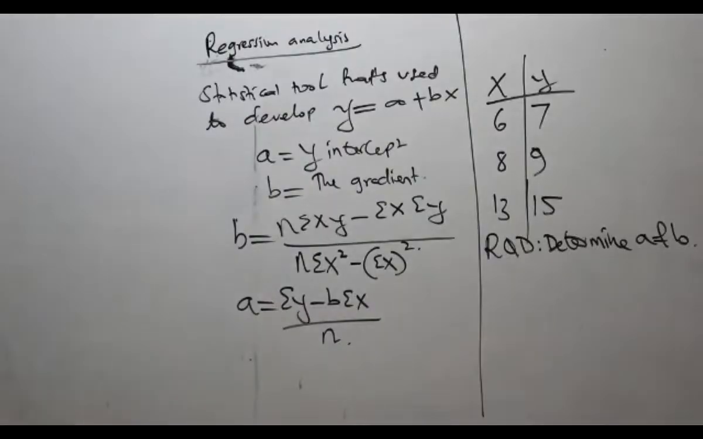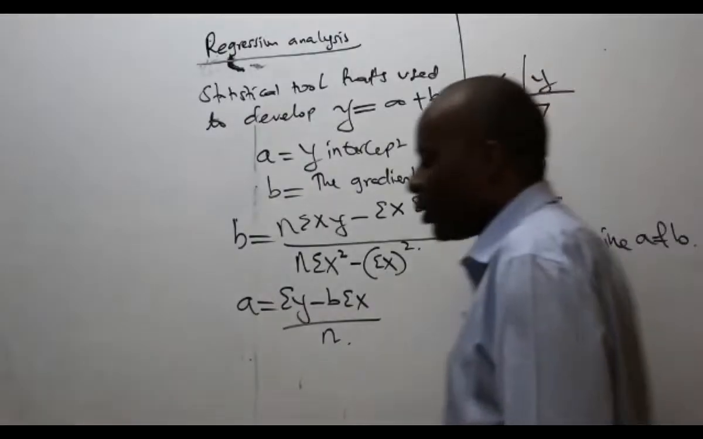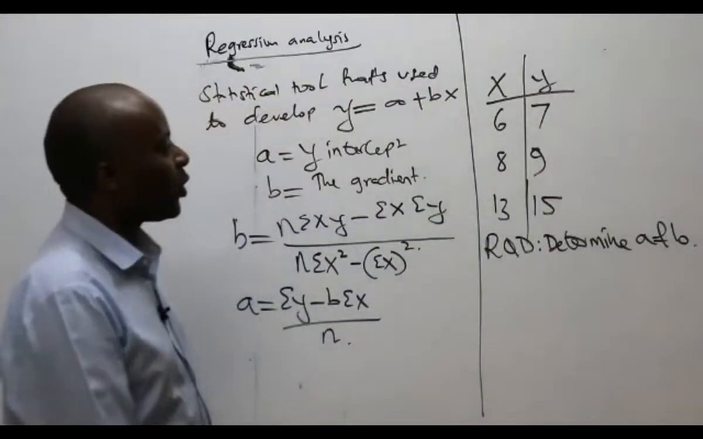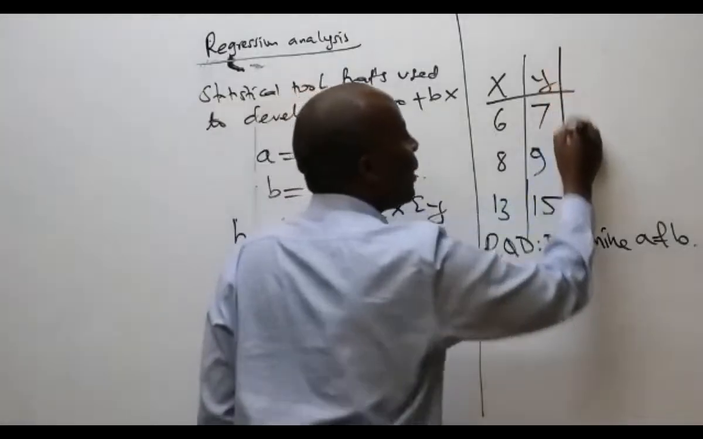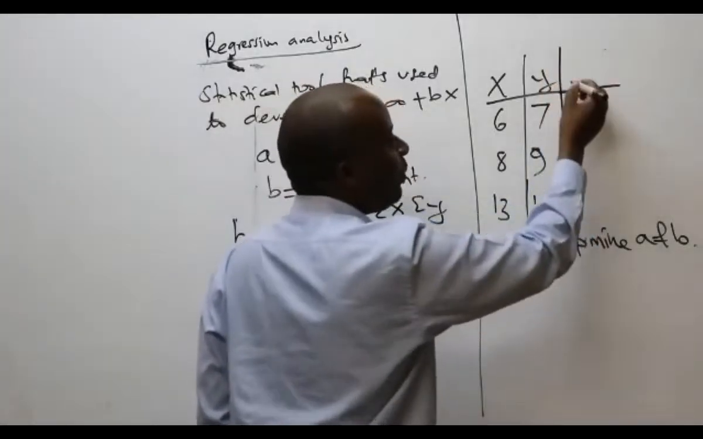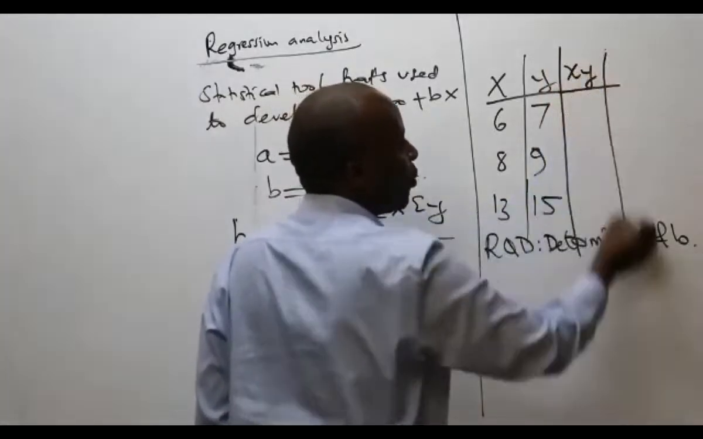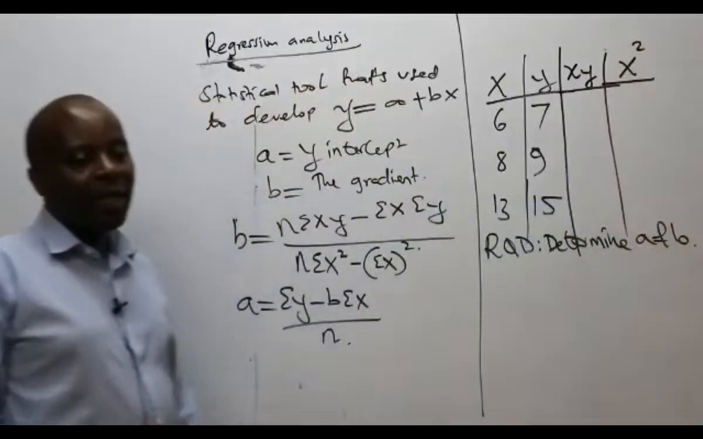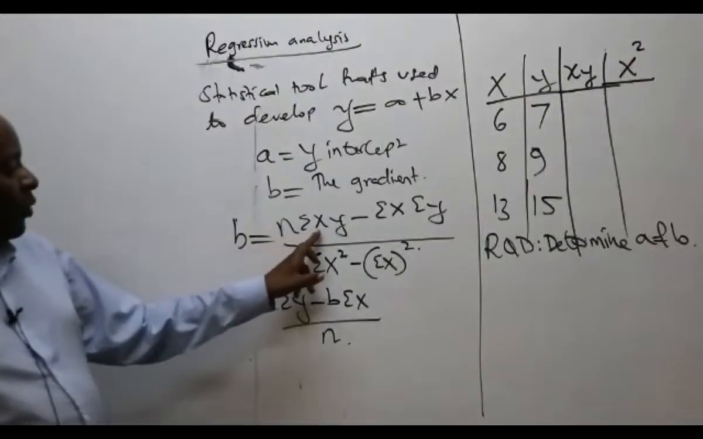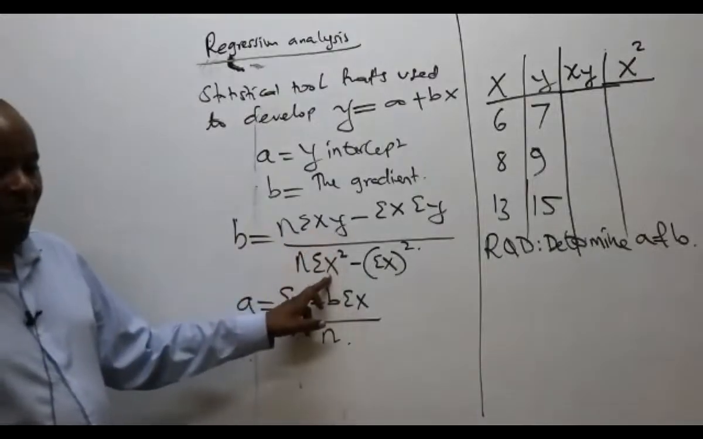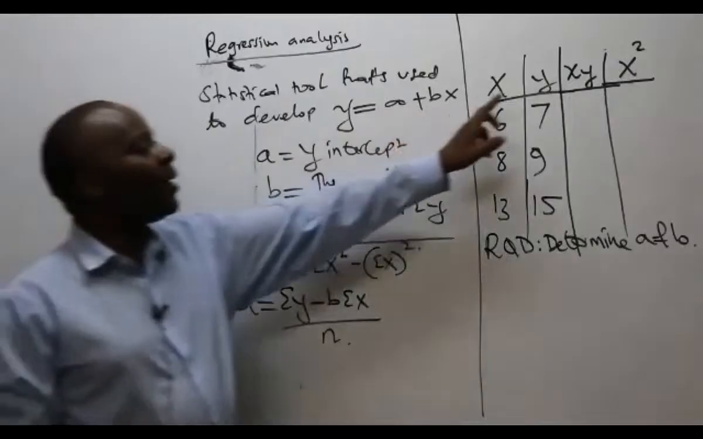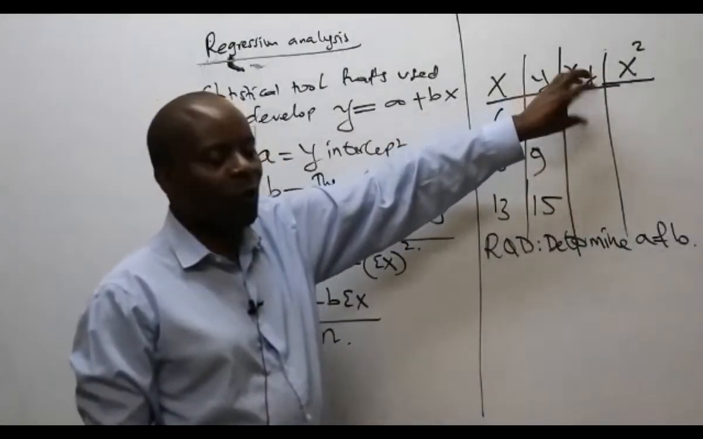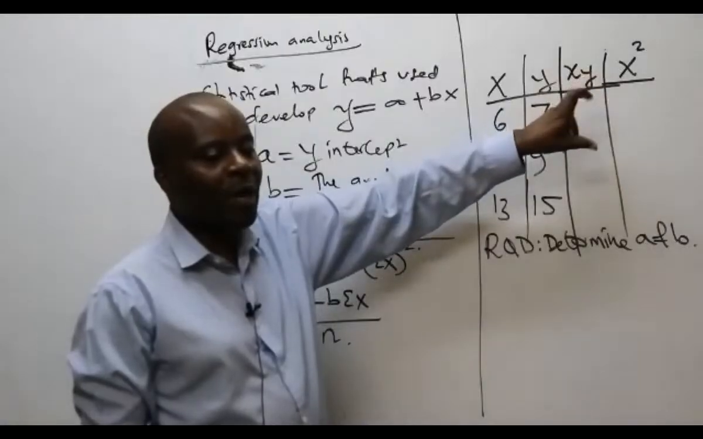So anytime anybody talks of ascertainment of parameters using regression analysis, what you're supposed to do is to create two additional columns. The first column will capture the multiple xy, and the second column will capture the multiple x squared. These are the two additional columns that we would need to be able to get the regression parameters.